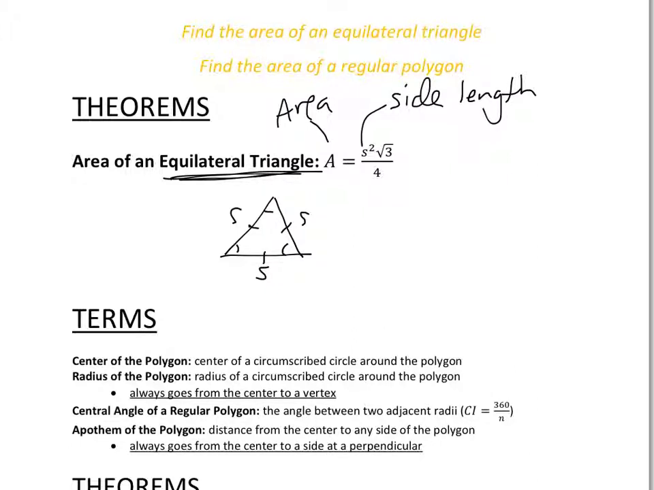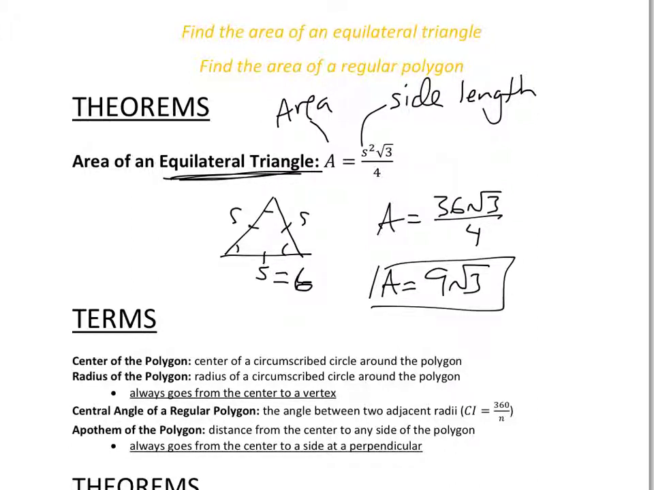So for example, if these side lengths are 6, then the area of this would be 6 squared is 36, root 3 over 4. Just simplify the 36 over 4 to 9, and the answer is 9 root 3. Okay? Very simple for equilateral triangles.